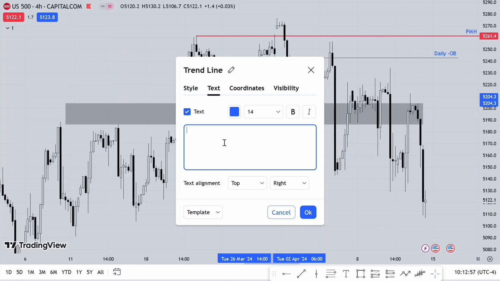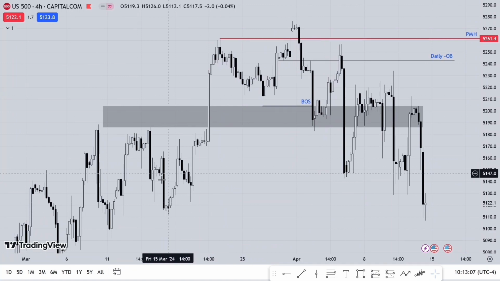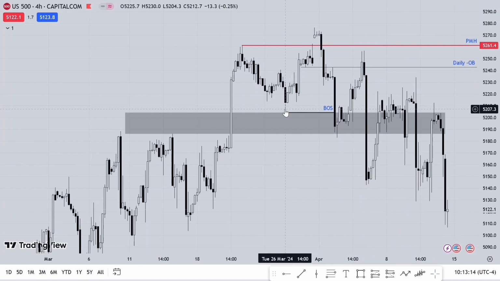This is seen as a break of structure, because we've had higher prices here. And when this low was created, this is a long-term low, and this is an intermediate term low.